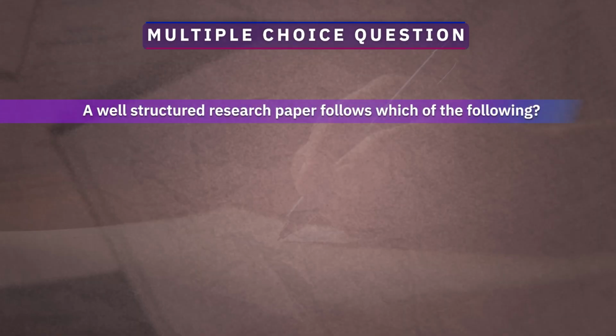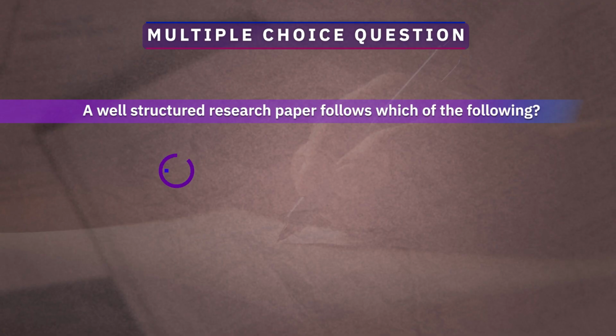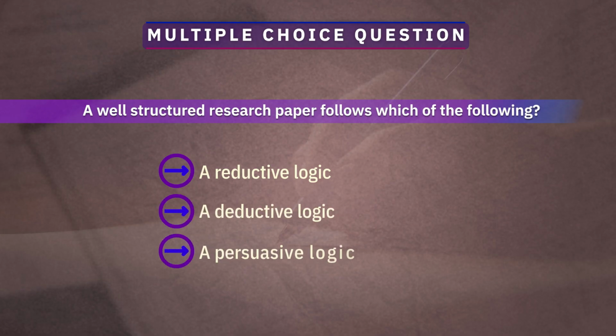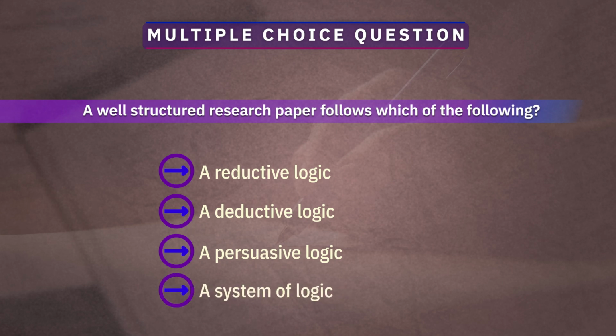Now let us pause here for a short quiz. The question is, a well-structured research paper follows which of the following? There are 4 options. A, a reductive logic. B, a deductive logic. C, a persuasive logic. And D, a system of logic.